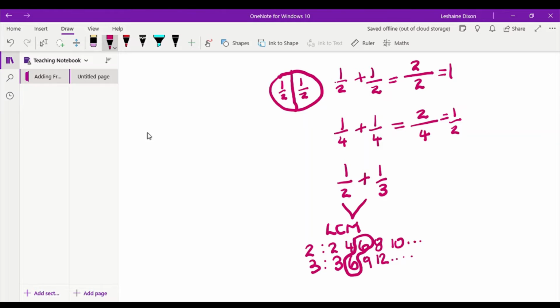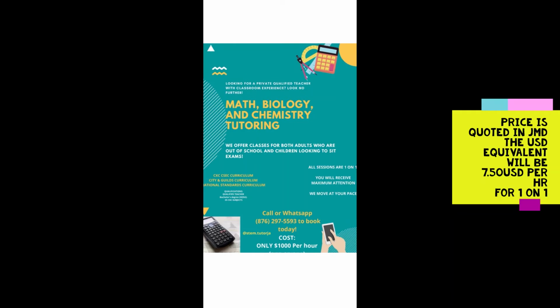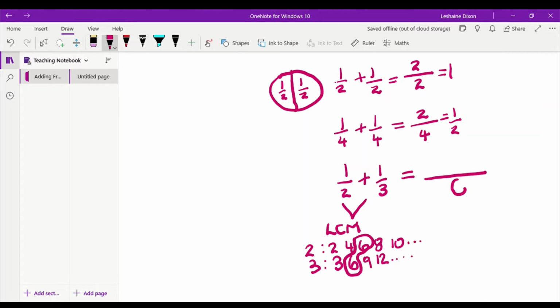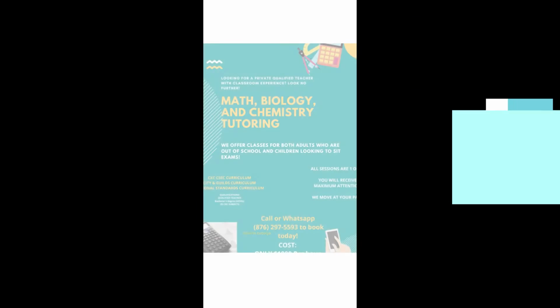So therefore, this becomes, so we have one big line and we have the 6 at the bottom. And then we say 2 into 6 goes 3 times, so we have 3 times 1 plus 3 into 6 goes 2 times, so we have 2 times 1, and that is now equal to 3 plus 2 over 6. The final answer is equal to 5 over 6.